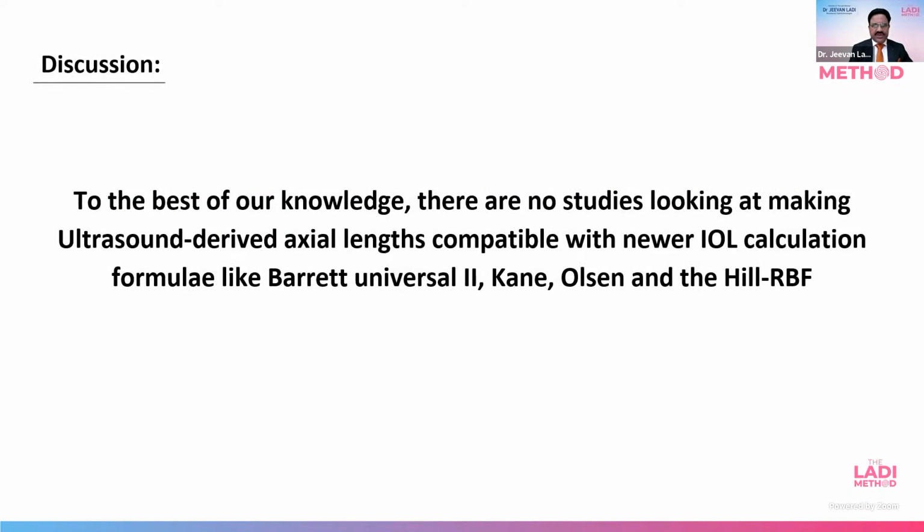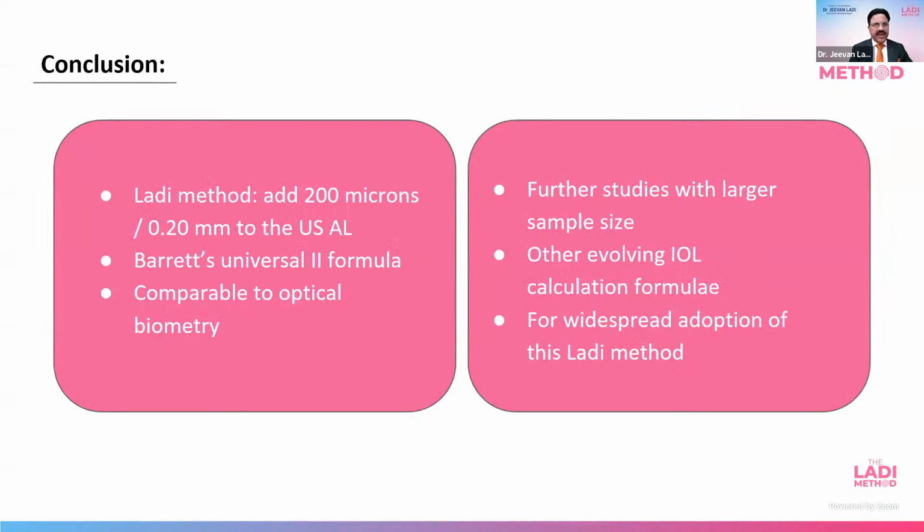To the best of our knowledge, there are no studies looking at ultrasound-derived axial lengths compatible with newer IOL calculation formulae like Barrett Universal 2, Kane, Olsen, Hill, and RBF. In conclusion, with the Ladi method, you add 200 microns, or 0.20 millimeter, to the ultrasound-derived axial length, use the Barrett Universal 2 formula, and you will get a comparable reading confidently, like optical biometry.